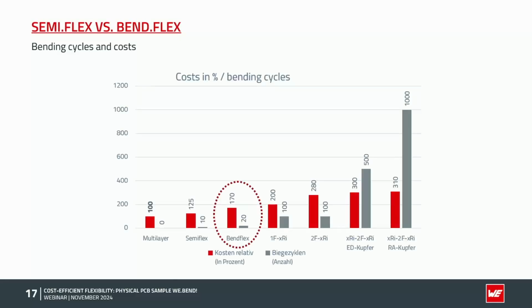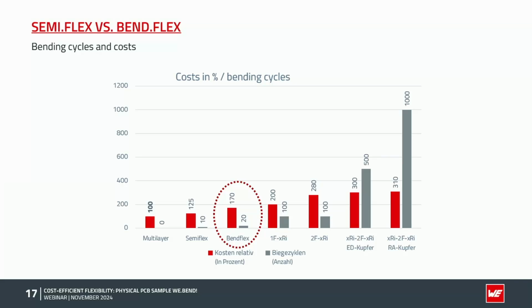So now let's compare the bending cycles and the costs. I have here a diagram for you where you can see on the left side a multilayer. The multilayer is our base with 100% of the costs and no bending, so it cannot be bent. The next one is the SEMI.flex, where you can see we have 125% of the cost, so there's an increase of 25%, but the SEMI.flex can already be bent 10 times. The next part is the bend.flex with 170% of the costs and 20 bending cycles.